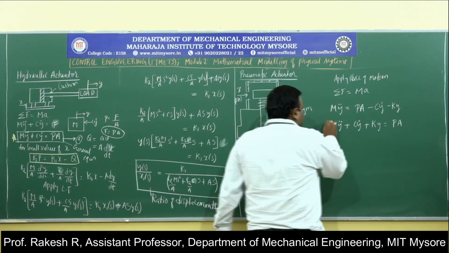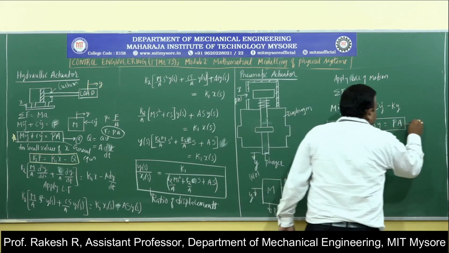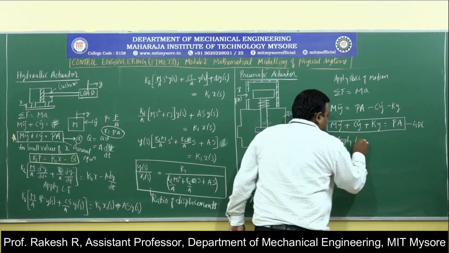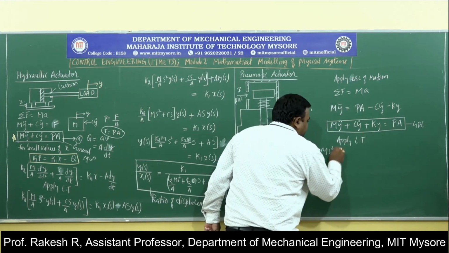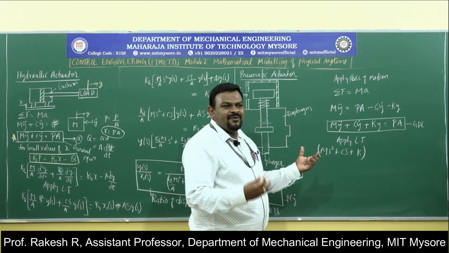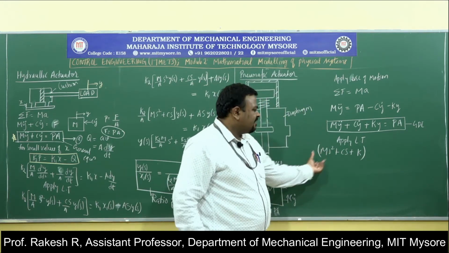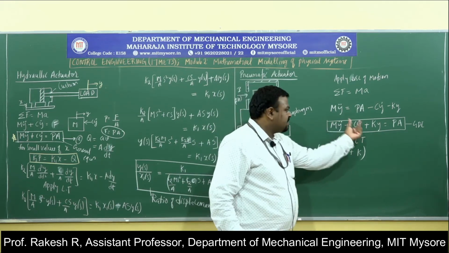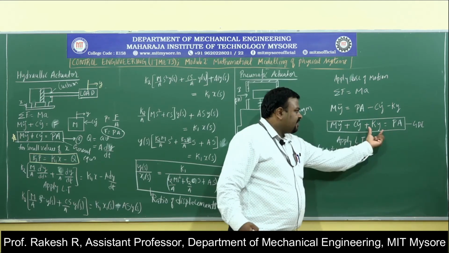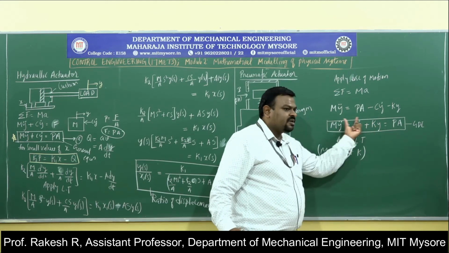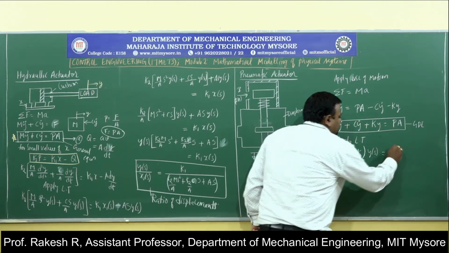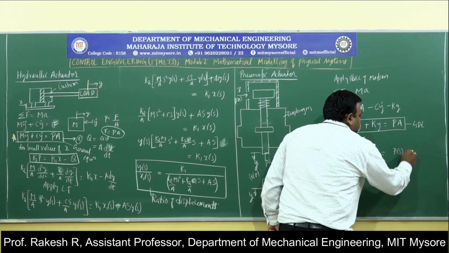This is a governing differential equation for the pneumatic actuator. Apply Laplace transformation. It will be ms square plus cs plus k. At this point of time, we can go faster here because you know how this works: ms square into Y of s, cs into Y of s, k into Y of s. So I will take Y of s as common, ms square plus cs plus k. That is the equation we will get, into Y of s is equal to P of s into area.